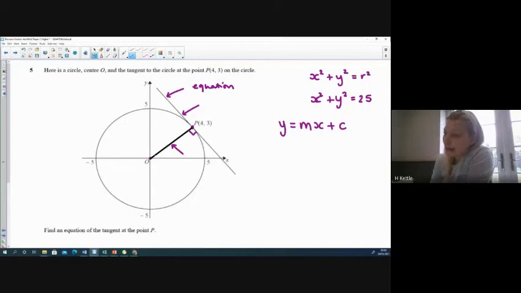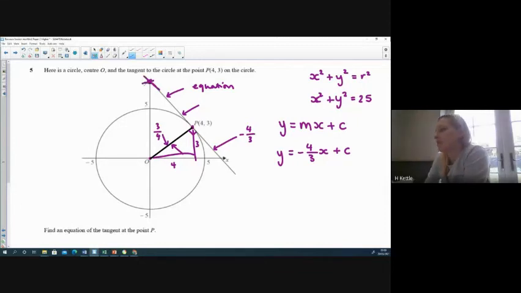So the gradient of the radius going to that point is rise over run. And we can see that the rise is 3 and the run is 4 because we're going along the corridor up the stairs. So it's gone up by 3 and across by 4. So 3 and 4. So 3 over 4 is the gradient. So if this line has a gradient of 3/4, then this line, the tangent, has a gradient of minus 4 over 3. So y equals minus 4 over 3x add c. And we need that y-intercept. We need to know if I carried on that tangent, where would it cross the y-axis?